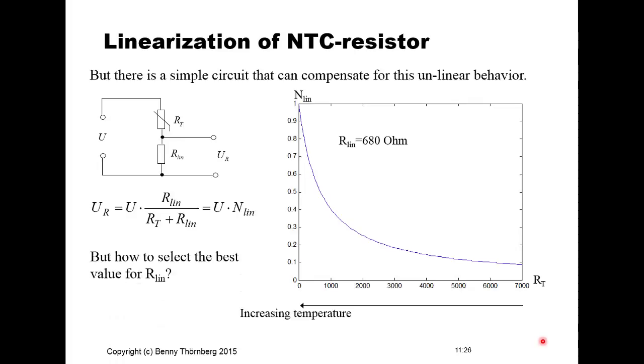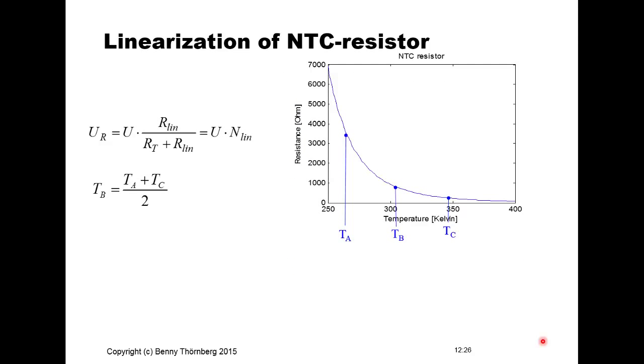The question is then, of course, how to select the best value for this linearization resistor in order to achieve this. For this, I suggest that we select 2 or 3 temperature points that are equally spaced, such that you have TA and TC, and then TB should be exactly in the middle, with the same distance to TC as for TA. This can be expressed this way mathematically.